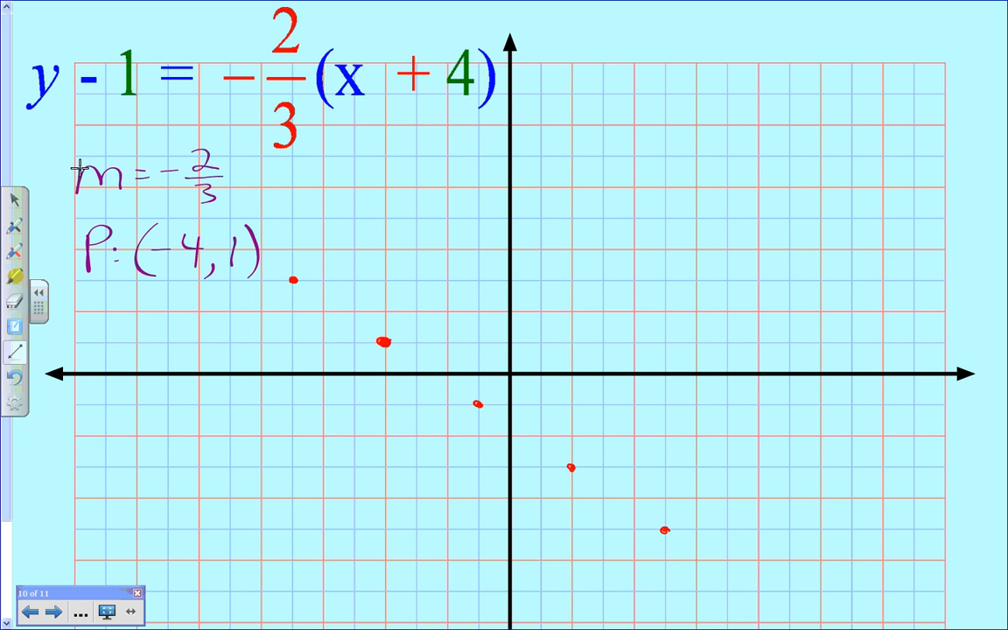Connect these points with a ruler, and you will have the graph of the equation y minus 1 equals negative 2/3 times x plus 4. Remember, we plot the given point and use the slope ratio to find 2 other points which we connect with a ruler.